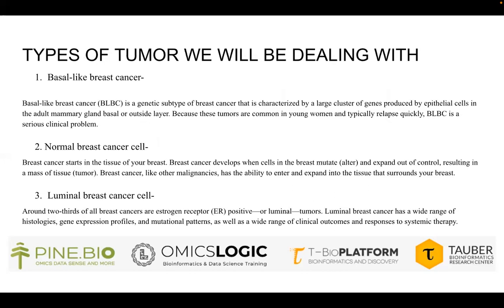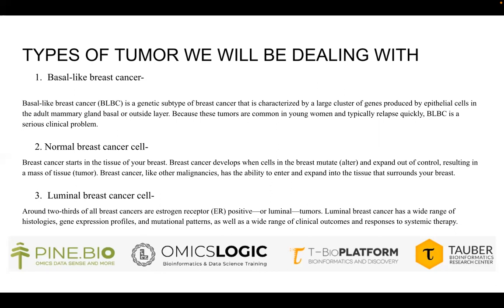So the types of tumor we are dealing with are basal-like, normal-like, luminal, and claudin-low. Basal-like breast cancer, BLBC, is a genetic subtype of breast cancer that is characterized by a large cluster of genes produced by epithelial cells in the adult mammary gland, the basal or outside layer. Because the tumors are common in young women and typically relapse quickly, BLBC is a serious problem.